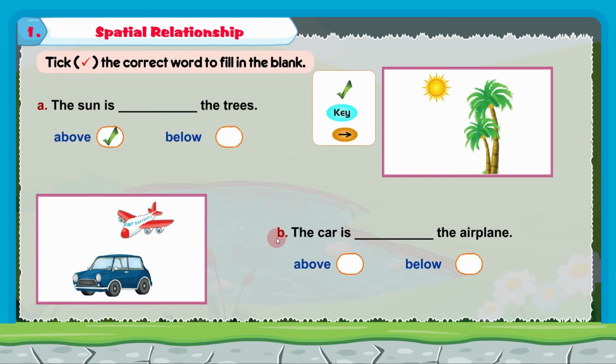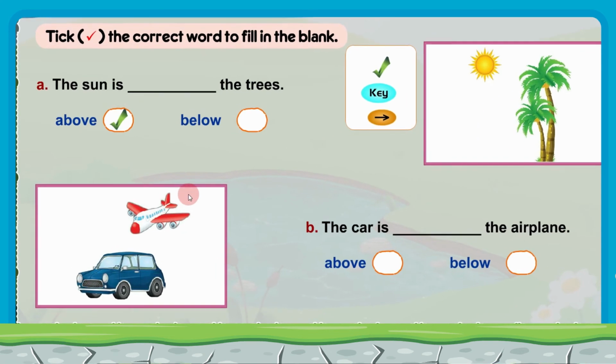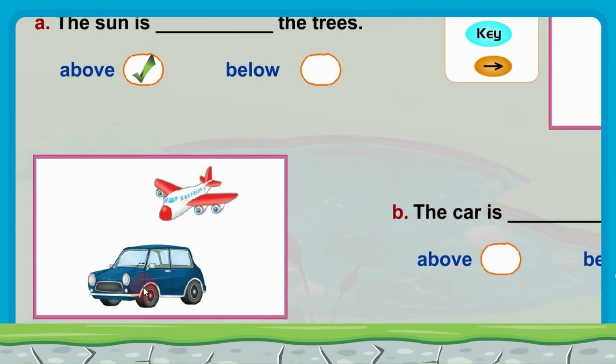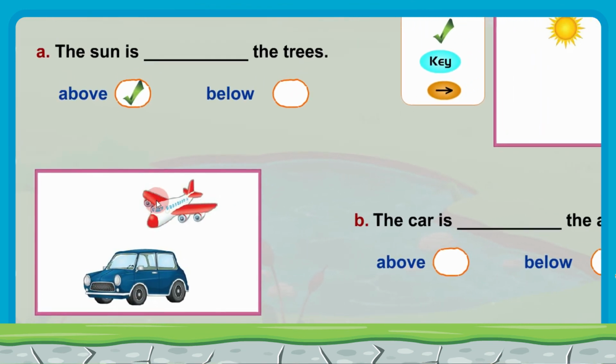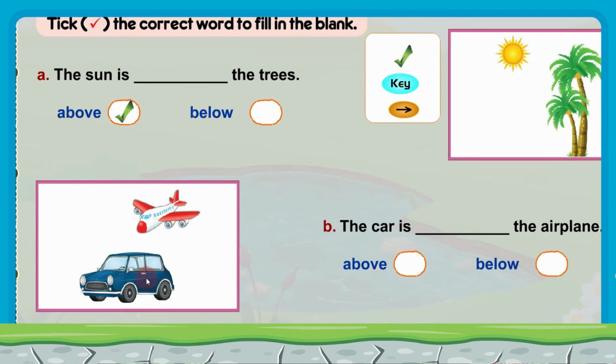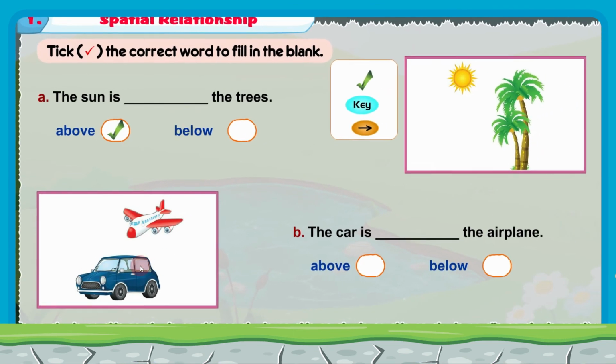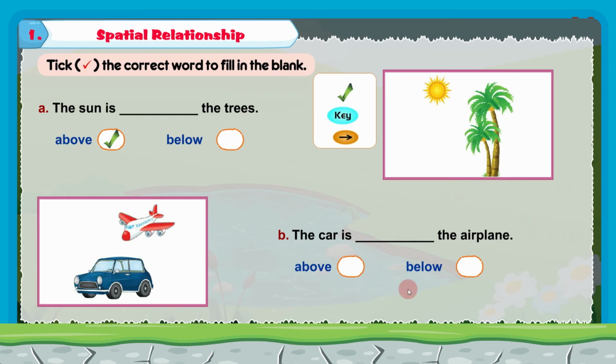Now if we see the B bit, the car is dash the airplane. Two options, above and below. Let's look at this picture. This is the car. Yes, what is this? Aeroplane. So where is the car? The car is below the aeroplane. So we will tick here below option.